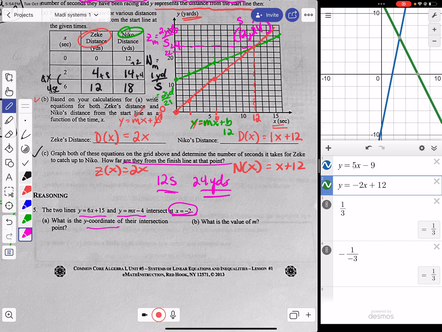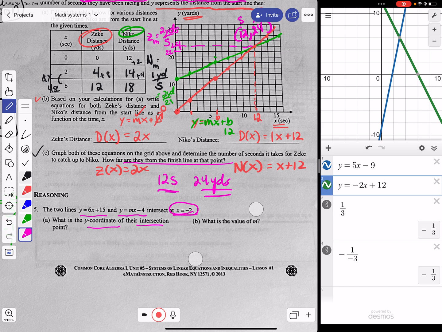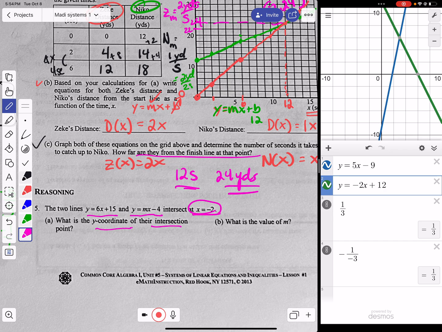The two lines, y equals and y equals, intersect at that point. What's the y coordinate of their intersection? A piece of cake here. Remember, if they intersect at this point, -2 comma some y value, this -2, when you substitute it in, has to equal the y value. Since we don't know what the y value is, it's just going to tell us. So I just grab the y equals 6x plus 15, and I stick the -2 in there. That'll tell me immediately what y is equal to. Hey, the y must be equal to a 3. So there's no mystery there. I know exactly what the y coordinate is.